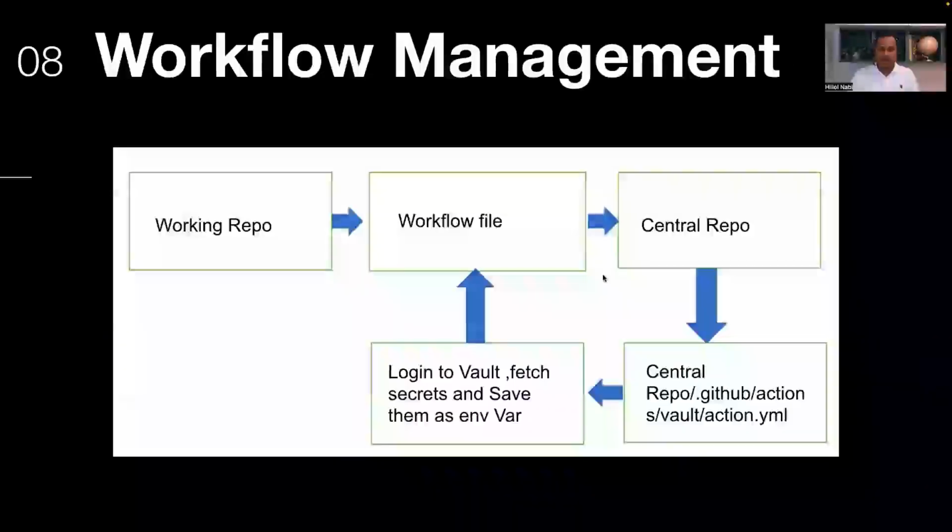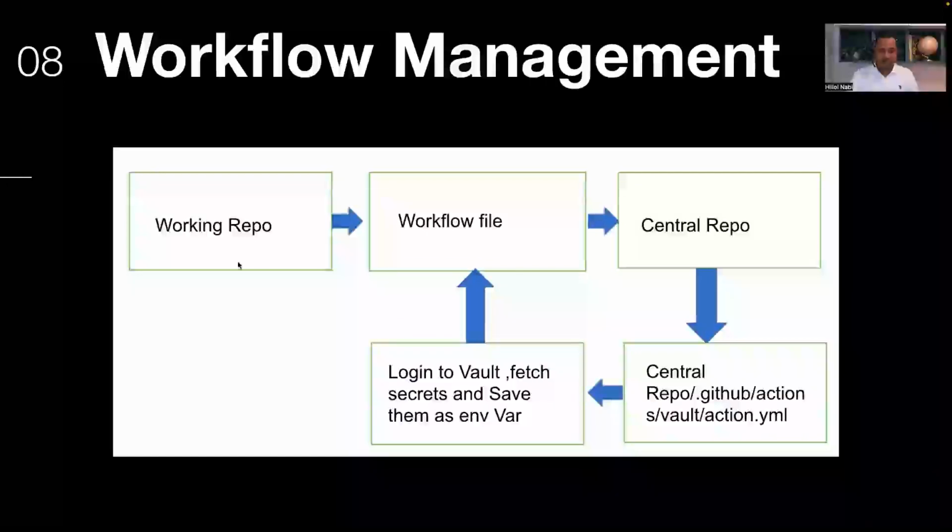Here is our workflow. You can see our workflow repo, which will have the workflow file, and that workflow file will call the central repositories. This central repository has the action file, and that action file will be used to log into the Vault, fetch the secrets, and save them as environment variables within our environment. For our case, we are using GitHub Actions to do that. Probably you are understanding my terms.